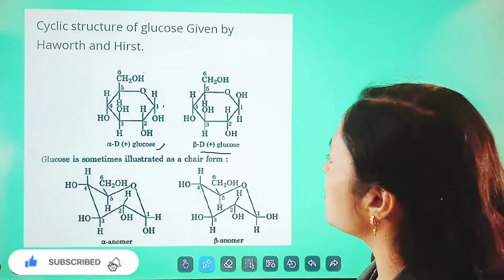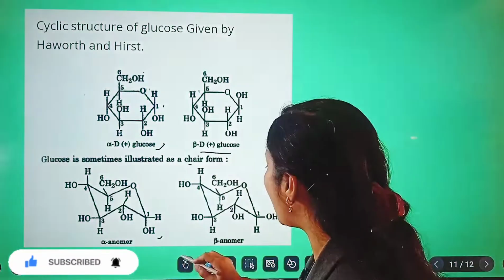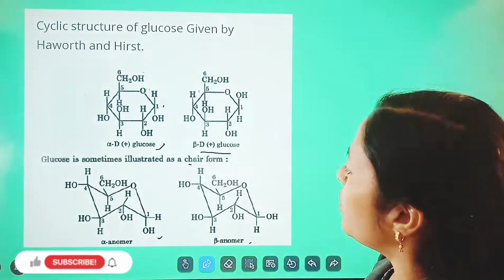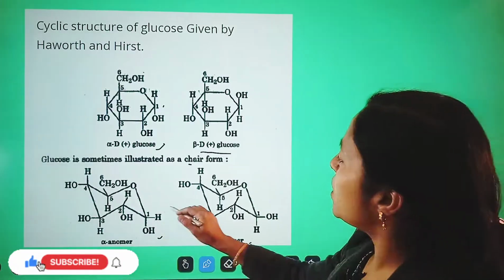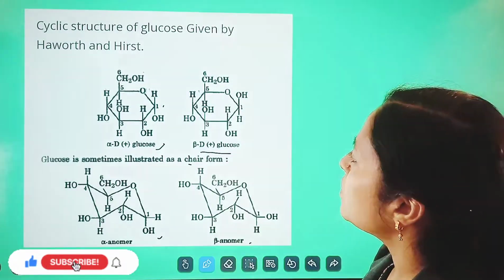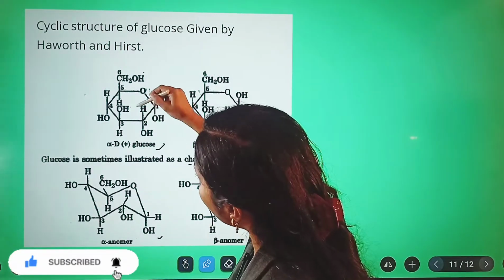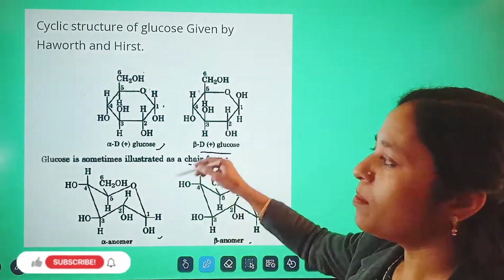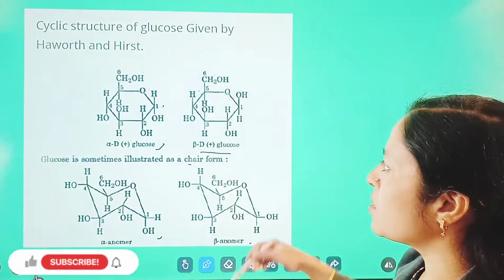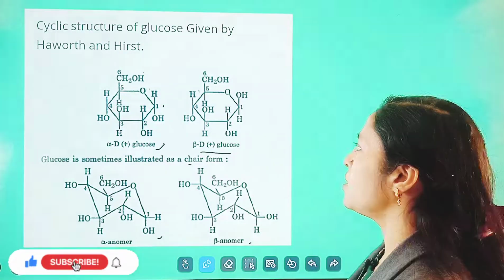And if you look at the structures in the chair form, we can see this is the alpha anomer and this is the beta anomer. If you look at the structure of the alpha anomer or beta anomer, you can see that a chair shaped structure is formed. Now to make this chair shaped structure, just bend the carbons at the 2 and 5 positions inwards. You will get a chair form. So you can easily draw the cyclic structures as well as the chair shaped structures.